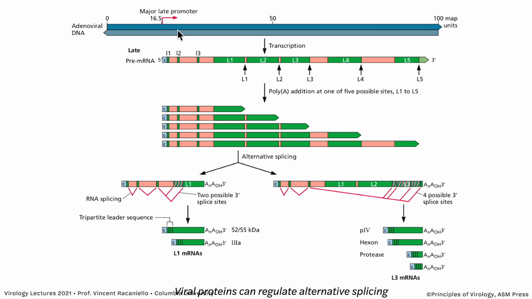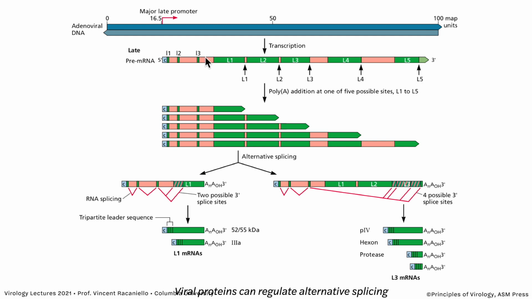Here is the major late promoter, and this is the pre-mRNA that's made from it. It covers almost the whole genome. It's huge. It goes from that part right there near the promoter all the way almost to the end of the genome. And there are multiple introns you can see in pink. These L's are different poly-A addition sites, which you could use.